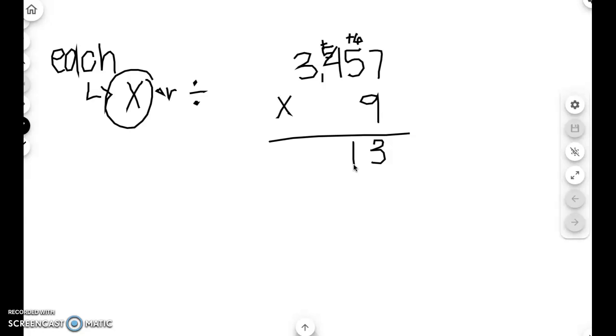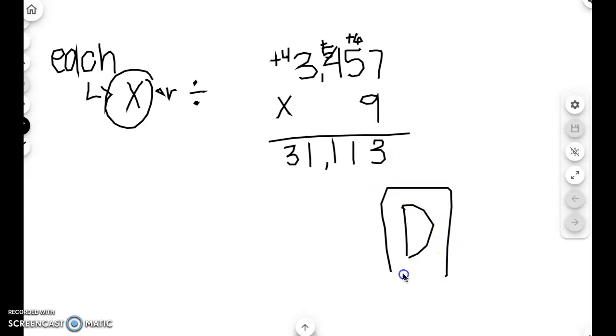Now I need to do 9 times 4, which is 36, plus 5, which is equal to 41. So I'm going to regroup my 4, drop my 1. Last, I'm going to do 9 times 3, which is 27. And then 27 plus 4 equals 31. So my answer is 31,113, and that would be answer choice D on the review.